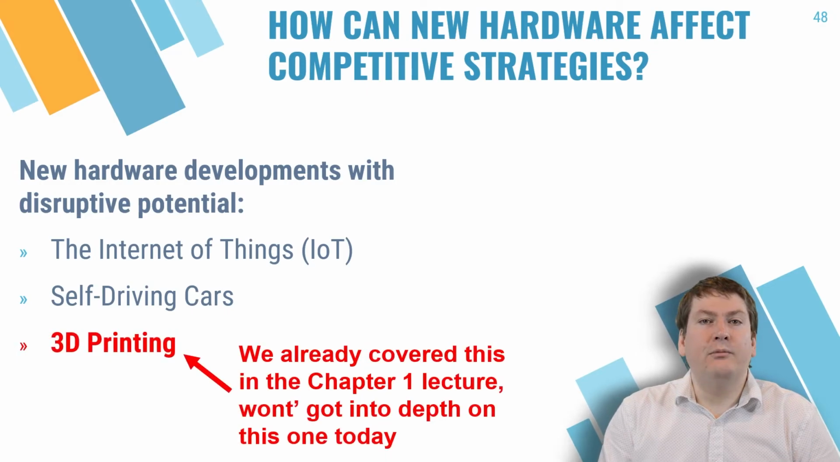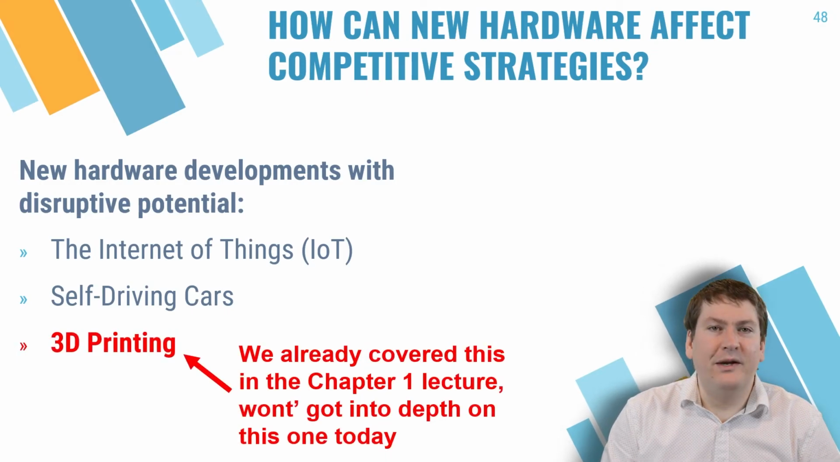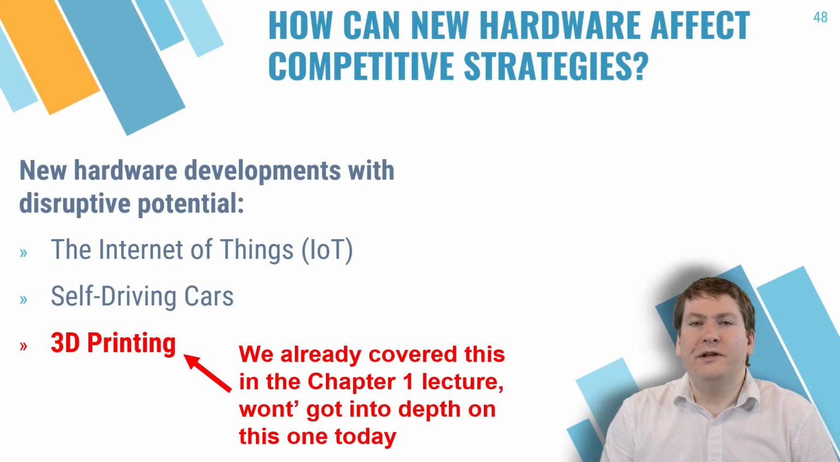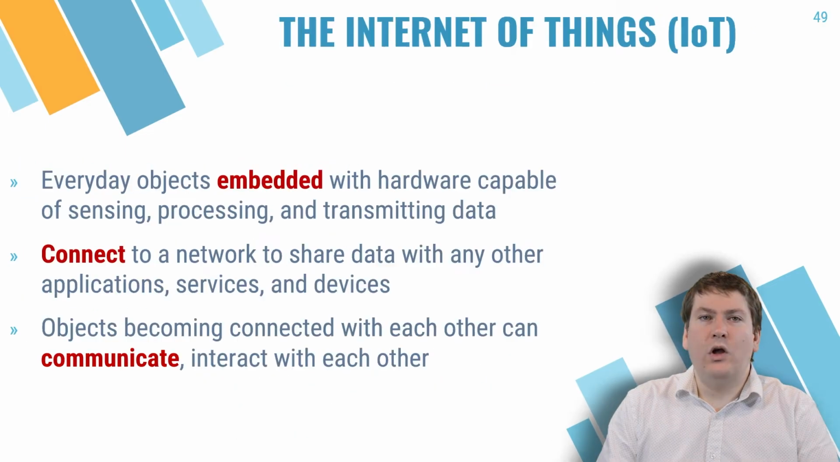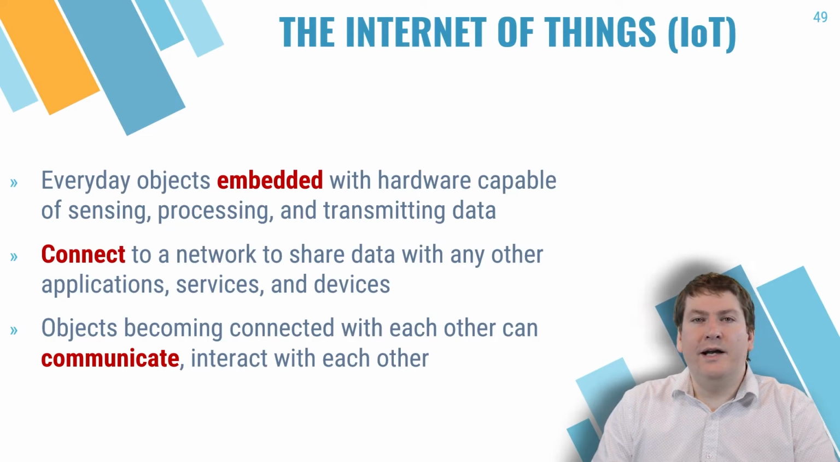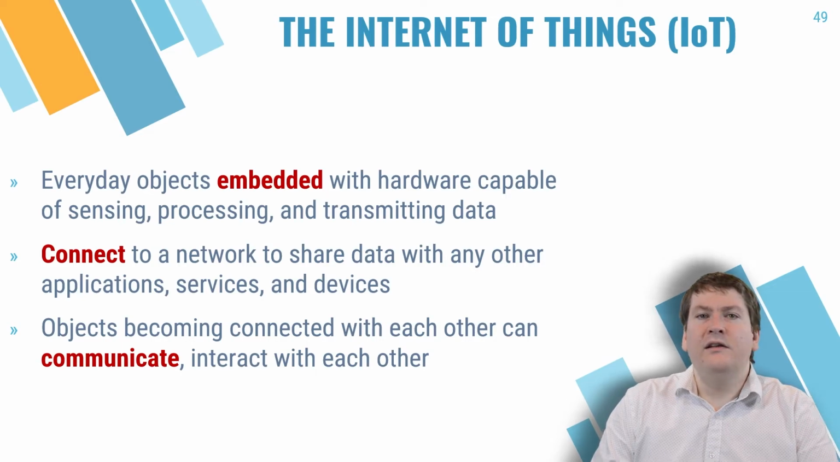Now, I've already covered 3D printing in our Chapter 1 lecture, and I'm sure you're sick of me going on about it by now, so we'll just briefly cover that one and mostly look at the other 2, IoT and self-driving cars. The Internet of Things is a trend we are seeing to embed network and sensor hardware into electronics that would traditionally not have them. This enables them to connect to a network or the internet to share this data, as well as enable remote control over the device. When combined together, these objects allow for more complex and interesting interactions. This has largely been made possible through miniaturization of chips and the rapid reduction of their costs.